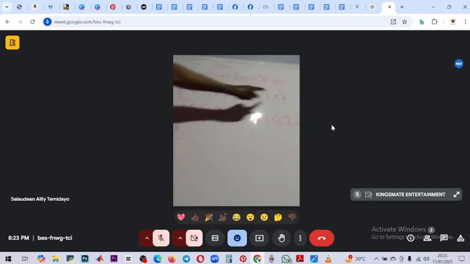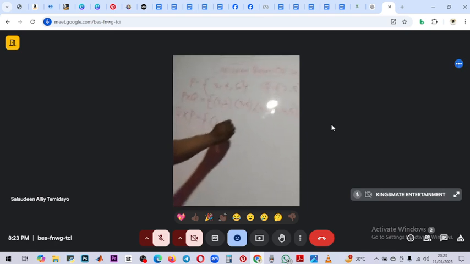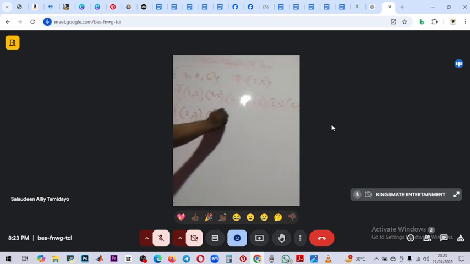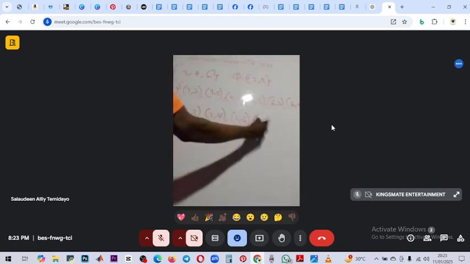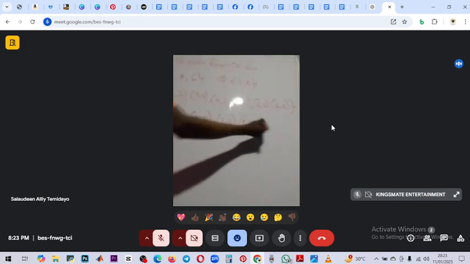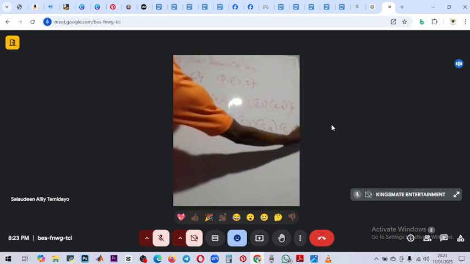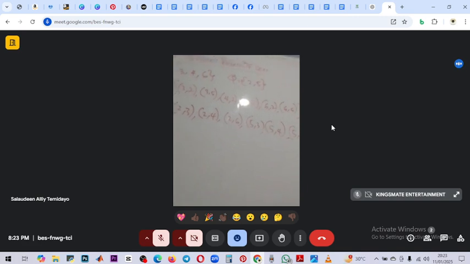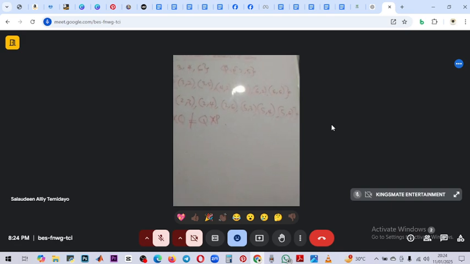What if you were asked to do Q times P? Q times P is going to be use 2 first, then use 5 next. (2, 3), (2, 4), (2, 6), then 5: (5, 3), (5, 4), and (5, 6). Now we've written P times Q, and we've written Q times P. We can see very well that P times Q is not equal to Q times P. This is it. We can simply call this a set of sets.